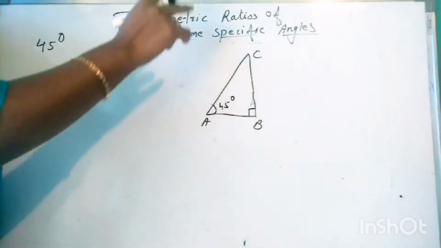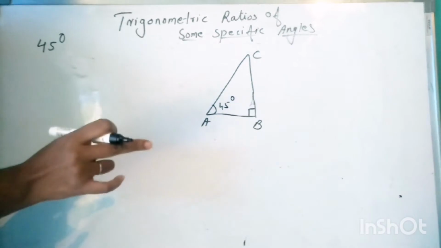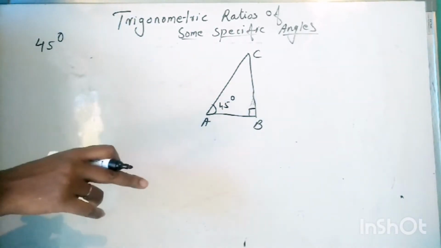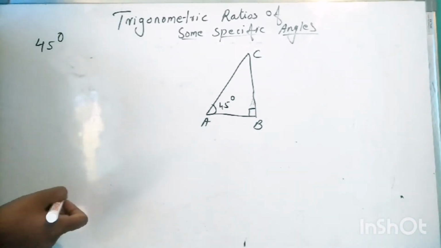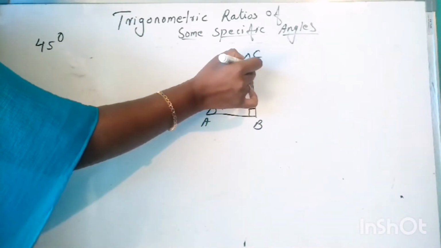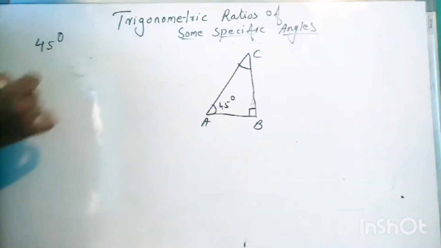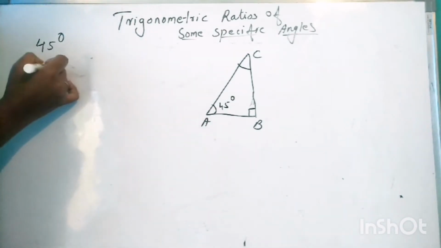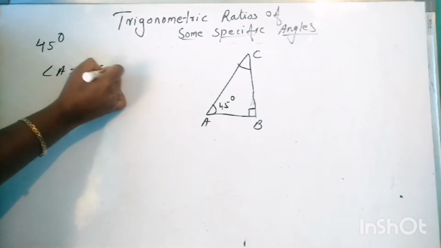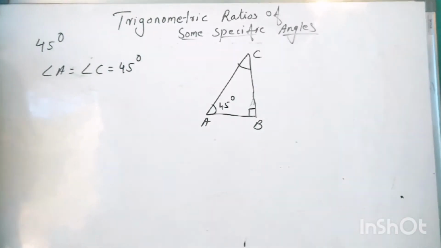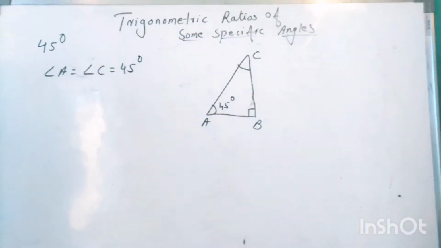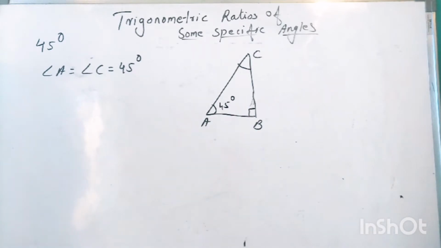Then we know that the sum of interior angles in a triangle is equal to 180 degree. So this is 45 degree and this angle B is 90 degree. Then this angle C is also 45 degree. So angle A is equal to angle C equal to 45 degree. If one angle is 45 degree, then the other angle is also 45 degree.